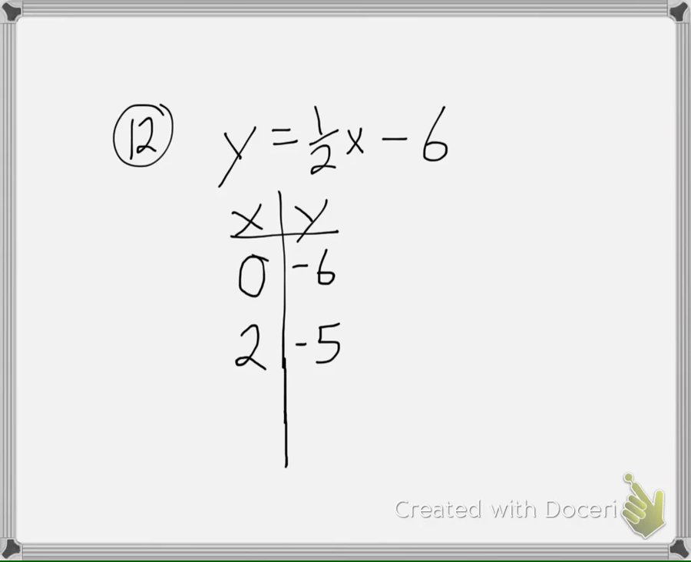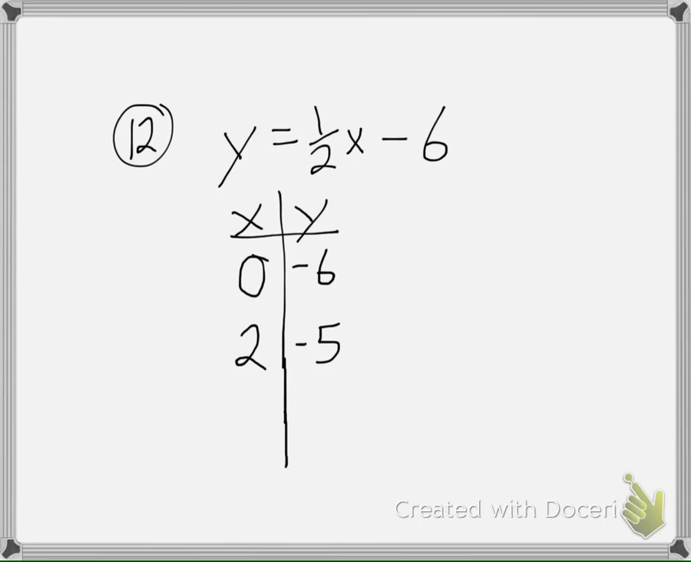Now, if I plugged in 1, then I would have had 1/2 times 1, which would be 1/2 minus 6, which is negative 5.5. The pain about that is now you have to graph 1/2, negative 5.5. And it's going to be in between lines, and it's not going to be as exact. So we'd rather not do that. So what would be another good value for x then?